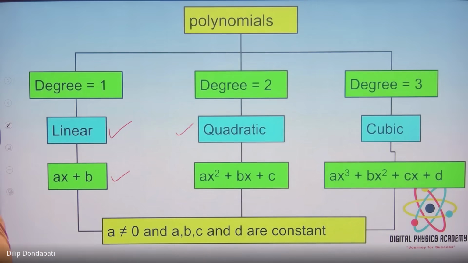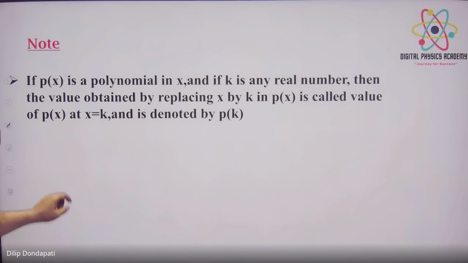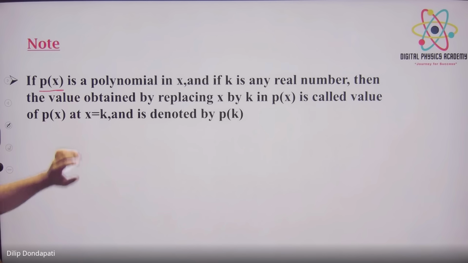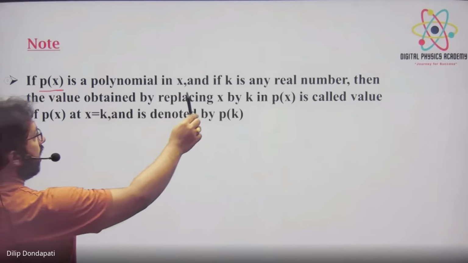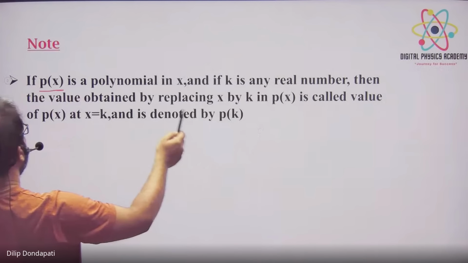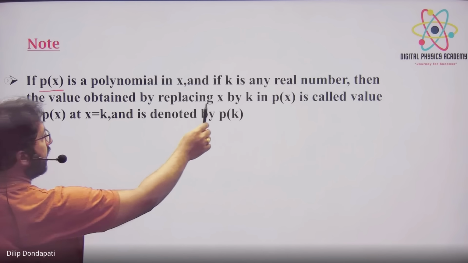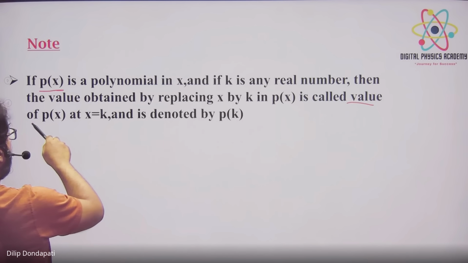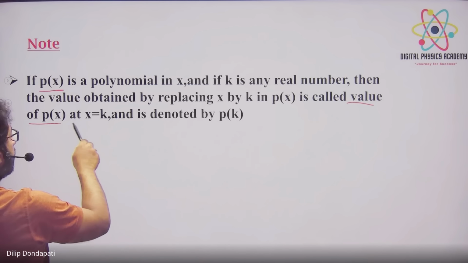Okay, next there is a note. If p of x is a polynomial in x, and if k is any real number, then the value obtained by replacing x by k in p of x is the value of p of x at x equal to k, and is denoted by p of k.